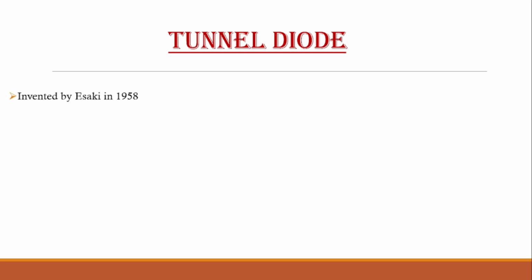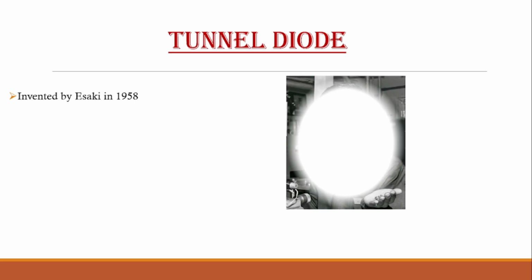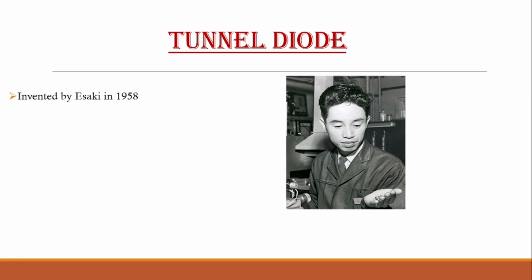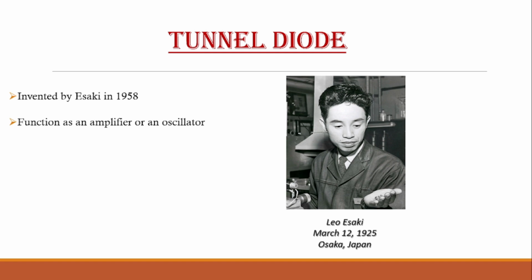Tunnel diode was invented by Esaki in the year 1958. Here you can observe a photograph of Leo Esaki, a Japanese physicist who invented the tunnel diode. And tunnel diode is a device that can function efficiently either as an amplifier or as an oscillator.